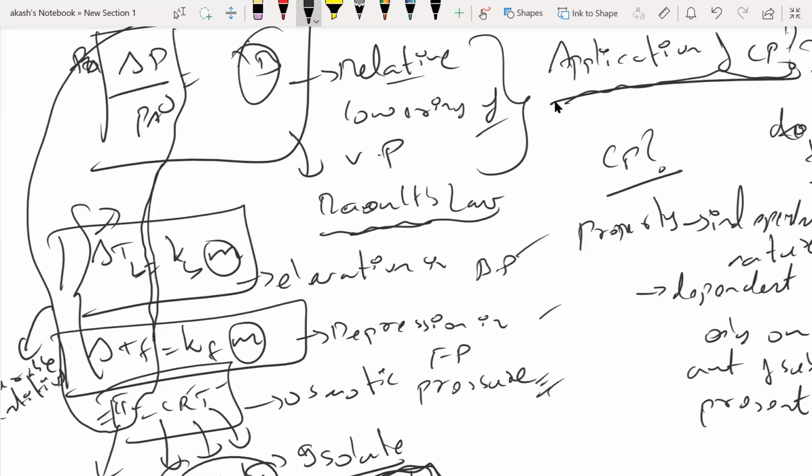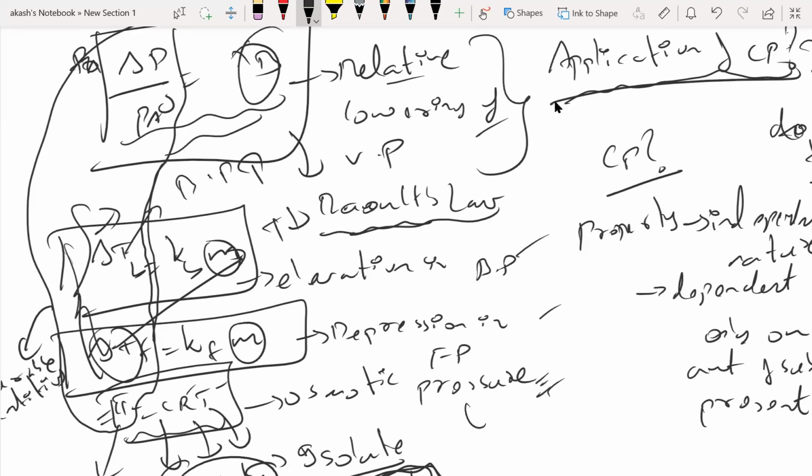Now, what about these two, delta TB and delta TF? Can I do it at room temperature? No. Because here I have to go to the boiling point, that is, increase the temperature. Here I have to go to the freezing point, the temperature has to be decreased. So obviously, this is fine. But compared to these two, delta TB and delta TF, how is osmotic pressure better? Because this experiment can be conducted at room temperature itself. That's the first point, right? I don't have to increase or decrease the temperature.